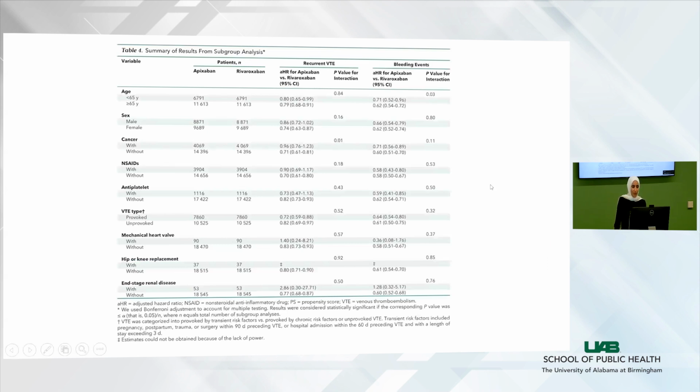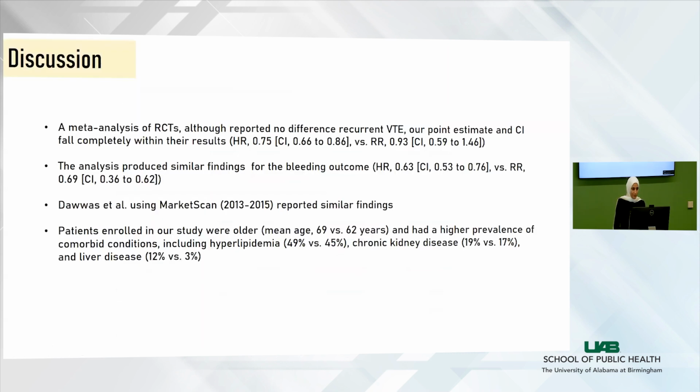We also conducted several subgroup analyses to examine for the presence of effect modification within selected subgroups. We can see all of the different groups here, for example, presence of cancer at the baseline period, use of non-steroidal anti-inflammatory drugs, use of antiplatelets, type of VTE, presence of mechanical heart valve, hip or knee replacement, and end stage renal disease. We reported the p-value for interaction for both recurrent VTE and bleeding. Our interpretation of the results was done after we corrected for multiple testing using Bonferroni correction. So the study results remain consistent within each of these subgroup analyses.